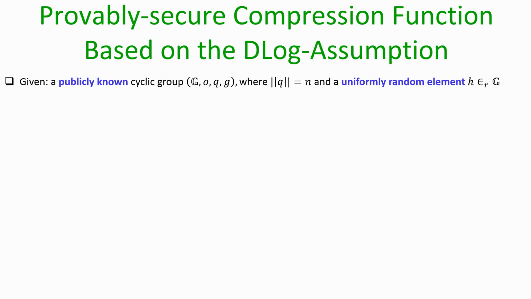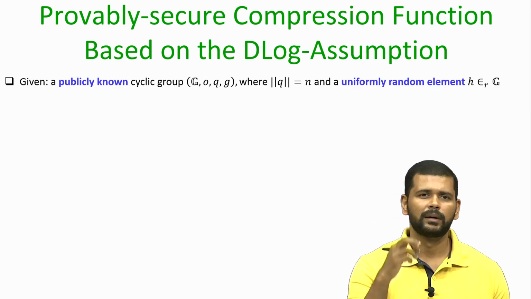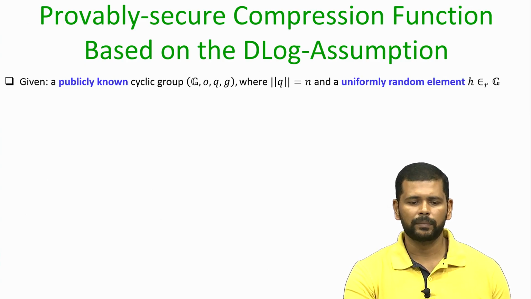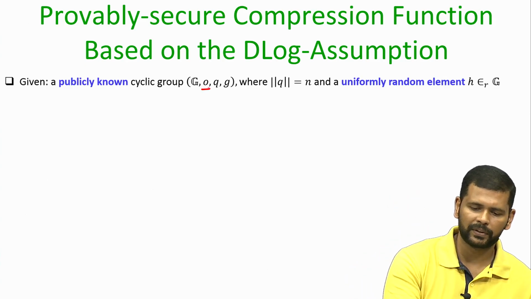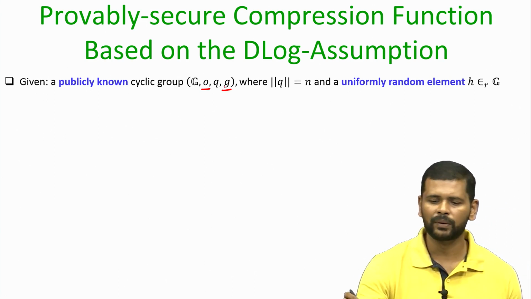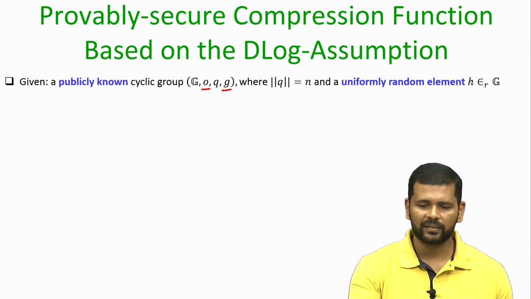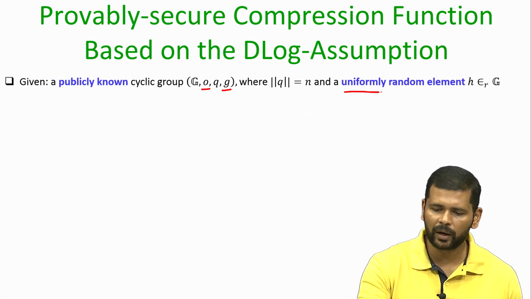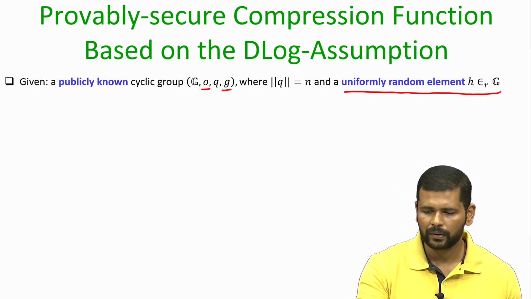So, what we are given here is the description of a publicly known cyclic group where the group operation is a multiplicative operation, without loss of generality, and we are given a publicly known generator. As a setup, we are also given a uniformly random element from the group whose discrete log is not known to anyone.